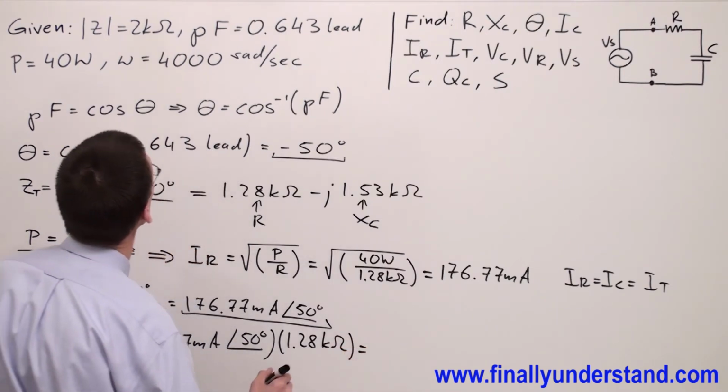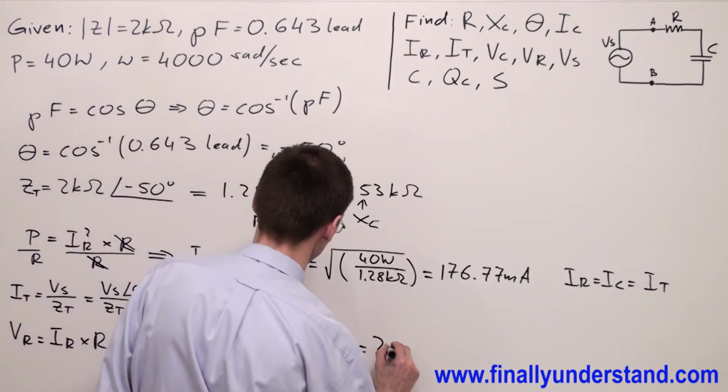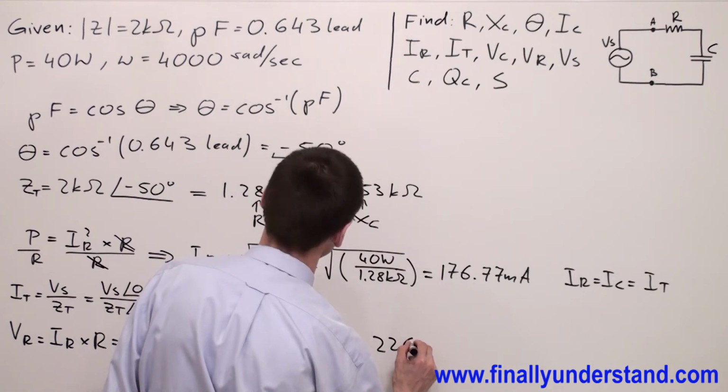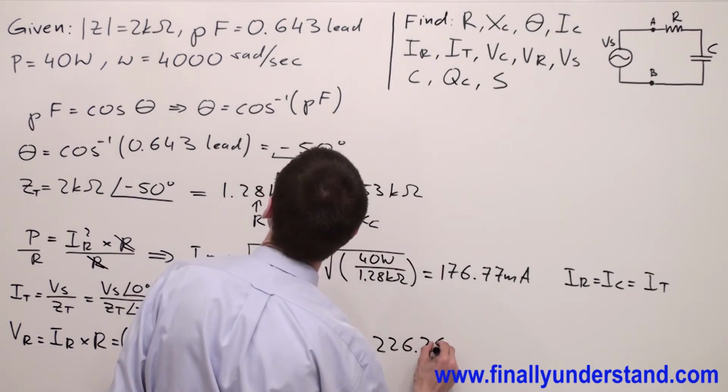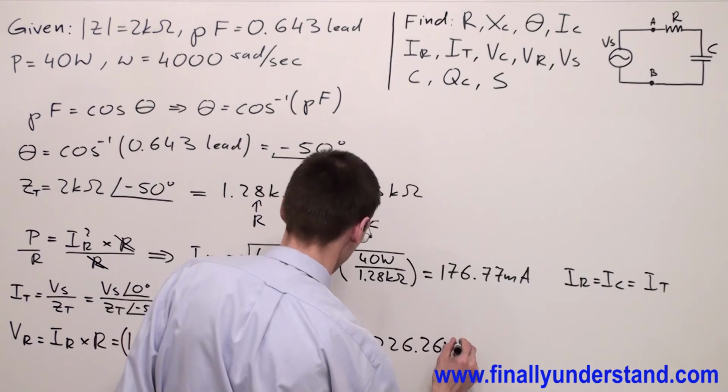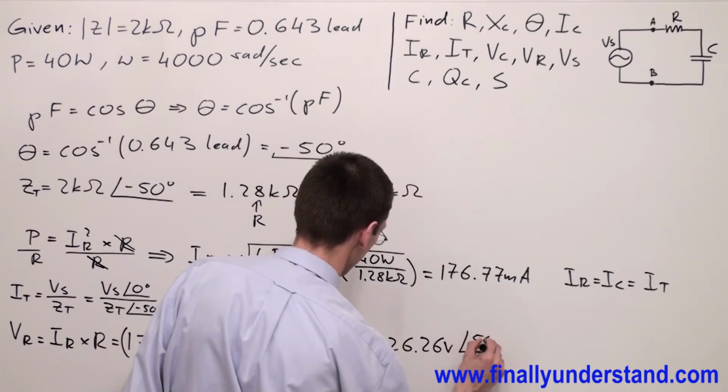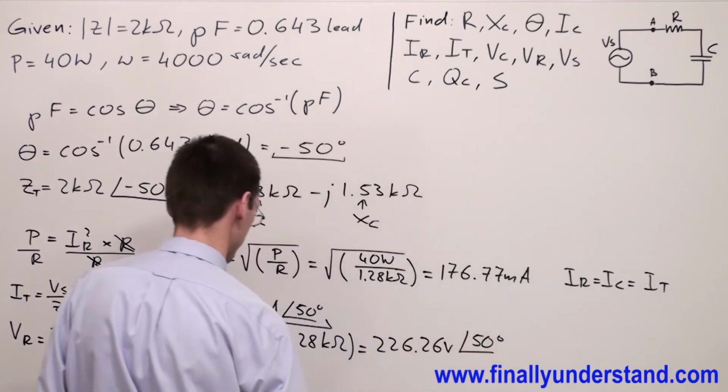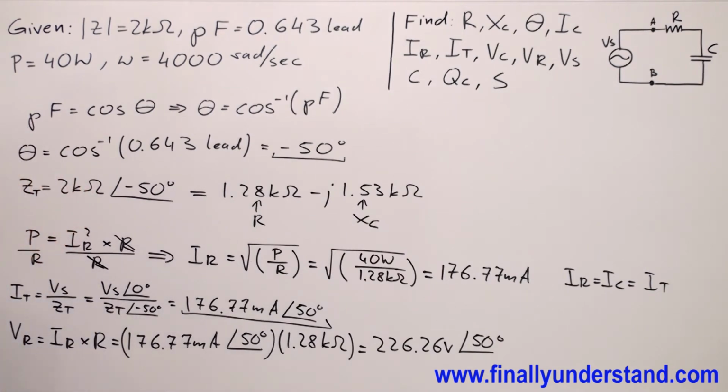This is equal to 226.26 volts and angle of 50 degrees. This is the voltage across the resistor. If you want to find the voltage across the capacitor, you're supposed to use the formula IC times XC.